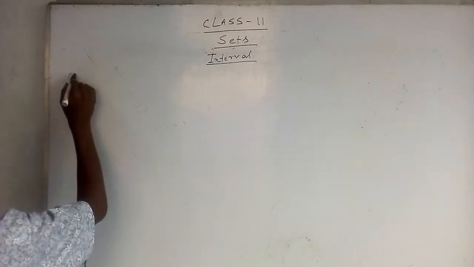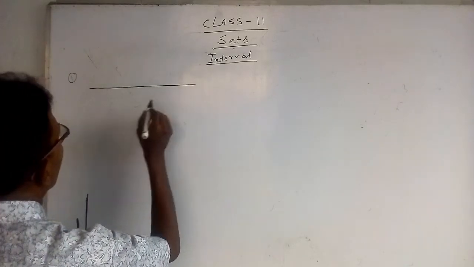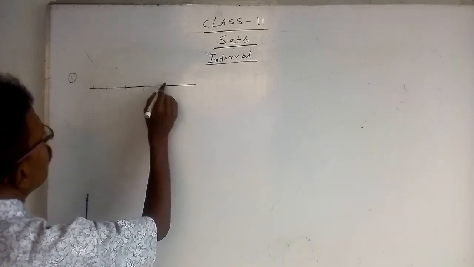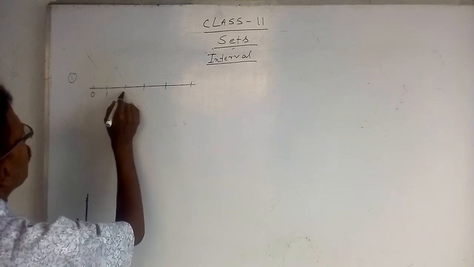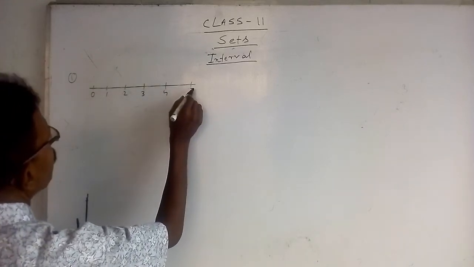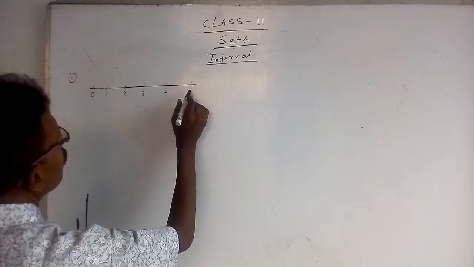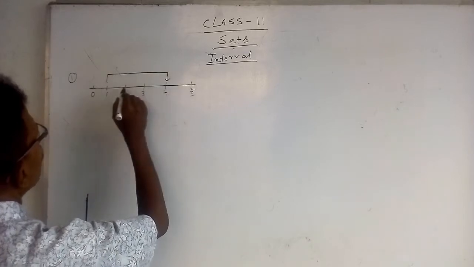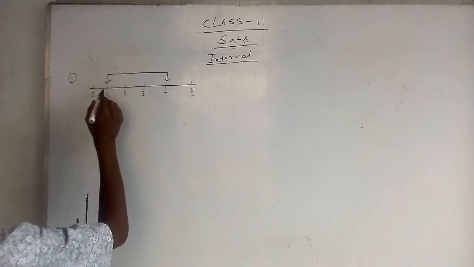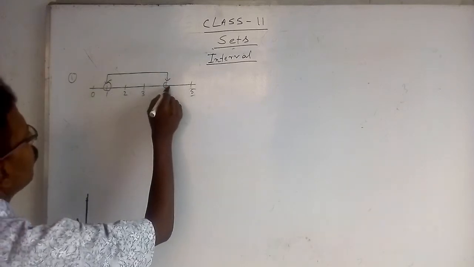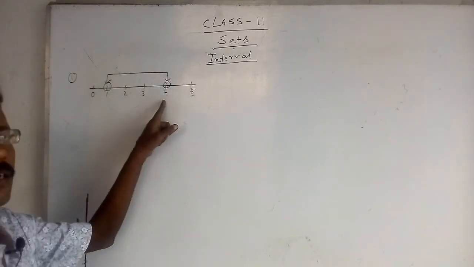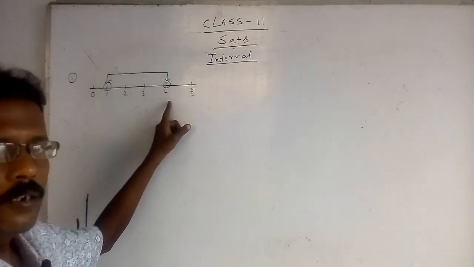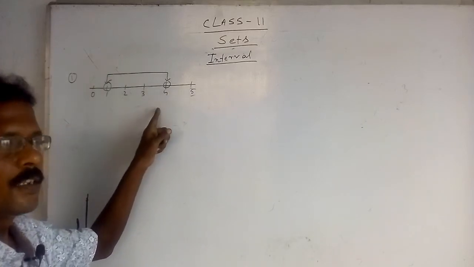The first one: draw a number line, 0, 1, 2, 3, 4, 5. Now take 1 to 4. This is an interval. Put a circle on the boundary points. 1 and 4 are called boundary points. If 1 and 4 are not included in this set, then it is called an open interval.